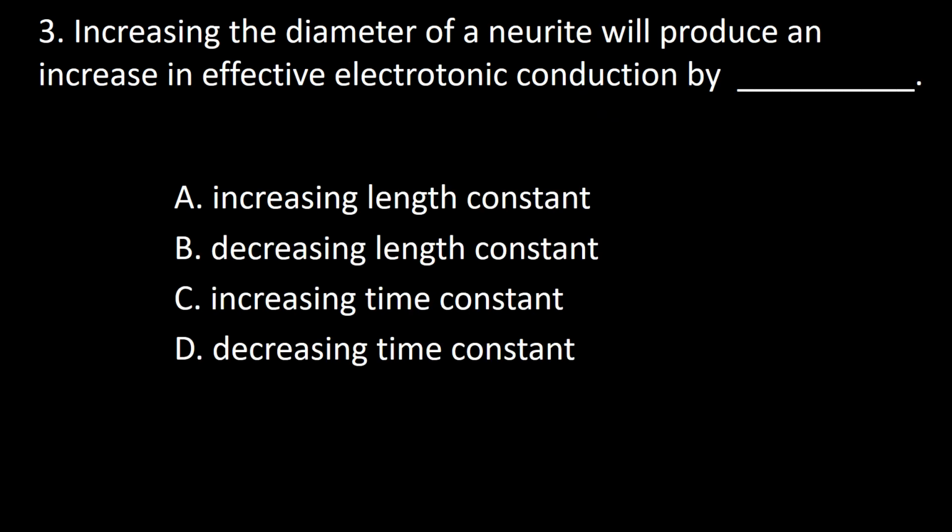Next question. Increasing the diameter of a neurite will produce an increase in effective electrotonic conduction by: A. Increasing length constant, B. Decreasing length constant, C. Increasing time constant, D. Decreasing time constant.